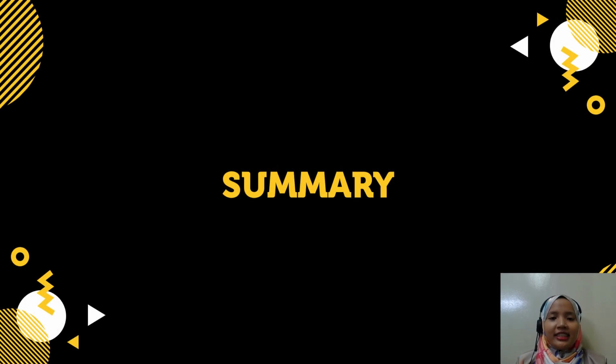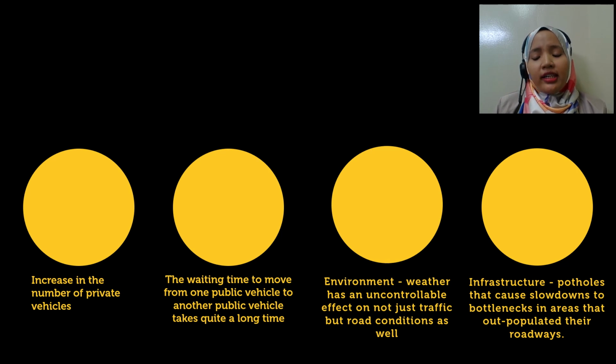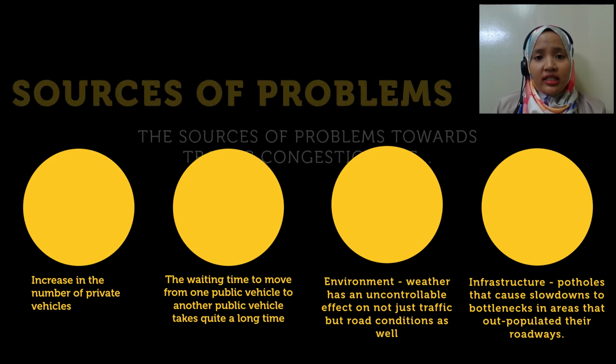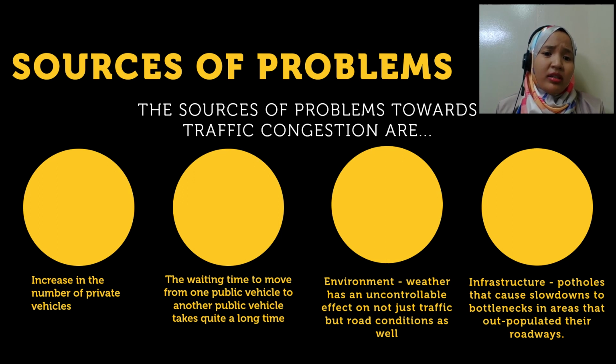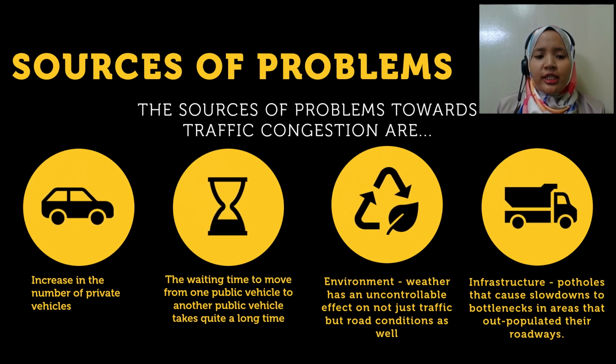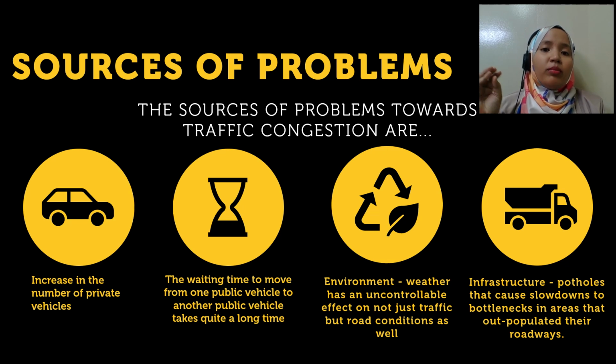Okay, so this is the last part, which is the summary. So what I can summarize from this project assignment is we have identified the sources of problem towards traffic congestion, which the first one is the increase in the number of private vehicles. The second one is the waiting time to move from one public vehicle to another public vehicle takes quite a long time, which I believe is why people prefer not to use public transport, but choose to use their own private vehicles.